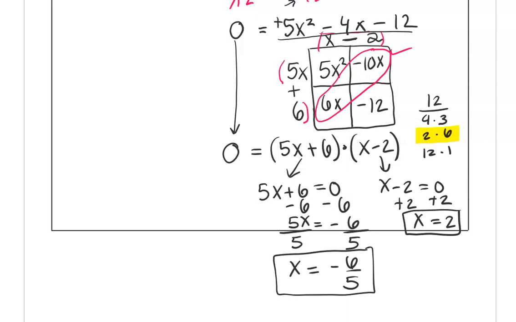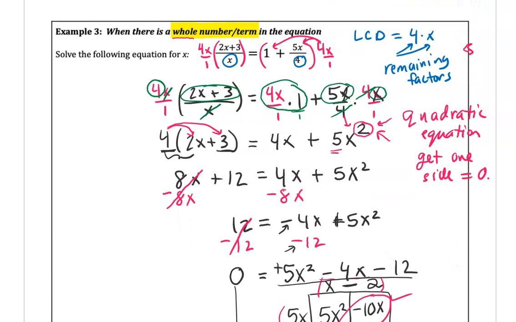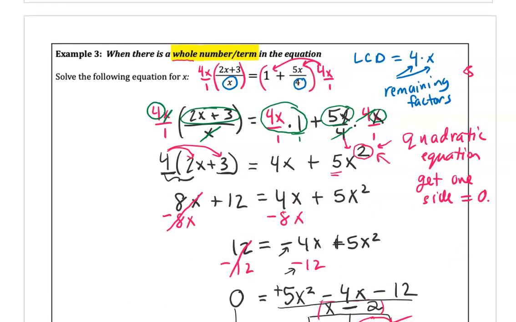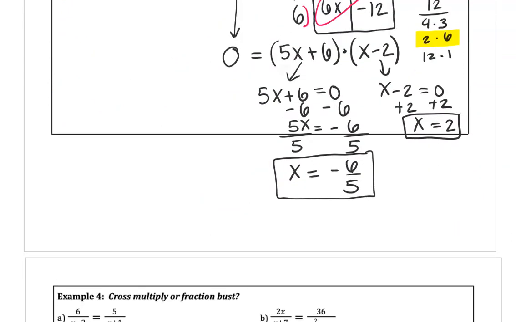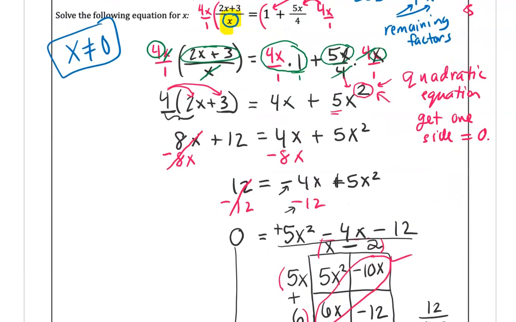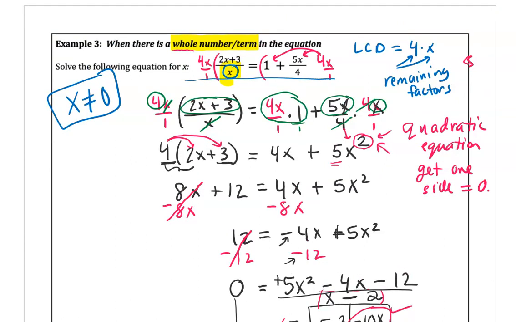Now before I lock those in, I'm going to go back to the original setup of this equation and make sure I don't have any restricted values that would conflict with my solutions. I noticed in the original problem, the only time I had a variable in the denominator was when I had x in the denominator for that first fraction. So the only restriction in this problem is 0, which does not conflict with my solutions. So both of these are valid solutions. They're solutions not only to this quadratic, but they also would act as solutions to this original rational equation as well.